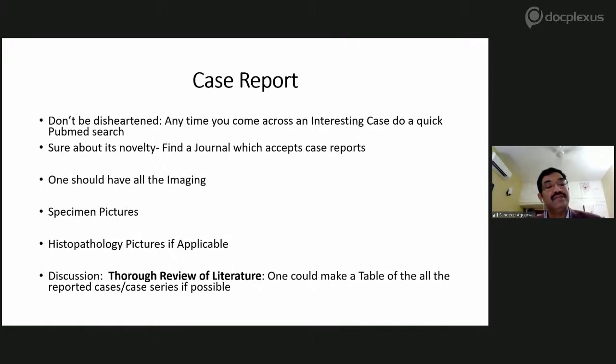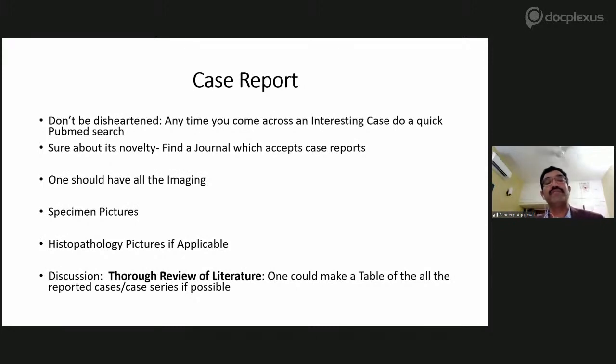But don't get disheartened. In our long career, we do come across interesting cases from time to time. My suggestion to you is, anytime you come across something interesting, do a quick PubMed search. Recently, we had a case of bilateral breast aspergilloma in the ward. Though it's not my interest area, I asked the resident, have you done a Google search or PubMed search? They said no. I said go and do a Google search. Not only did it help in finding that bilateral breast aspergilloma is rare, they also read about the treatment and came out with how long the antifungal treatment should be continued. And I asked them to get in touch with the consultant looking after the case and write it up or follow it up. So do not ignore an interesting case.